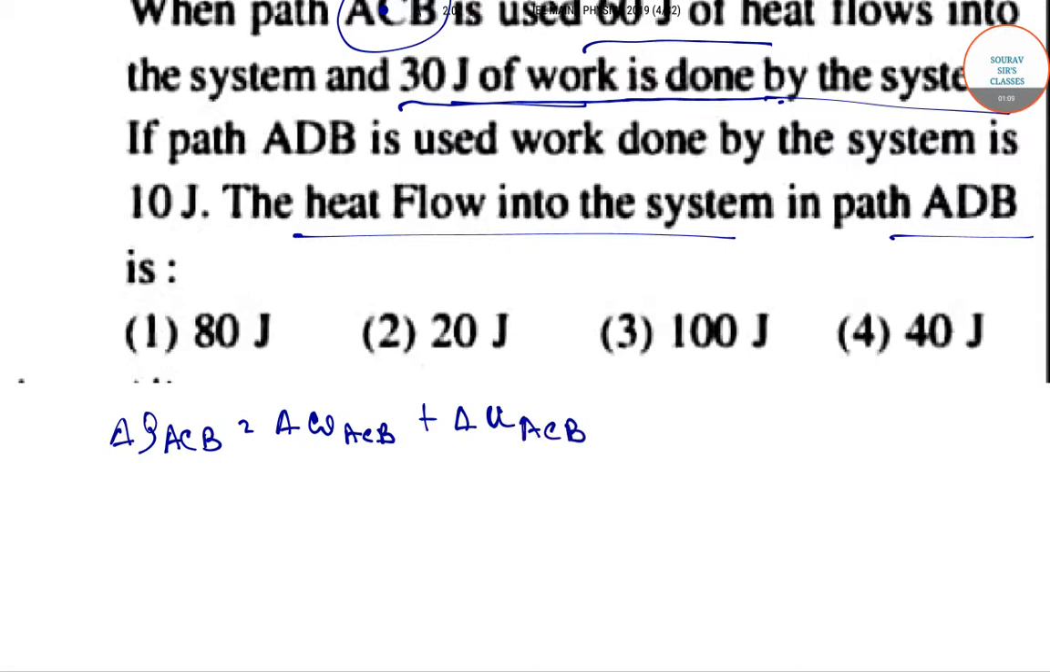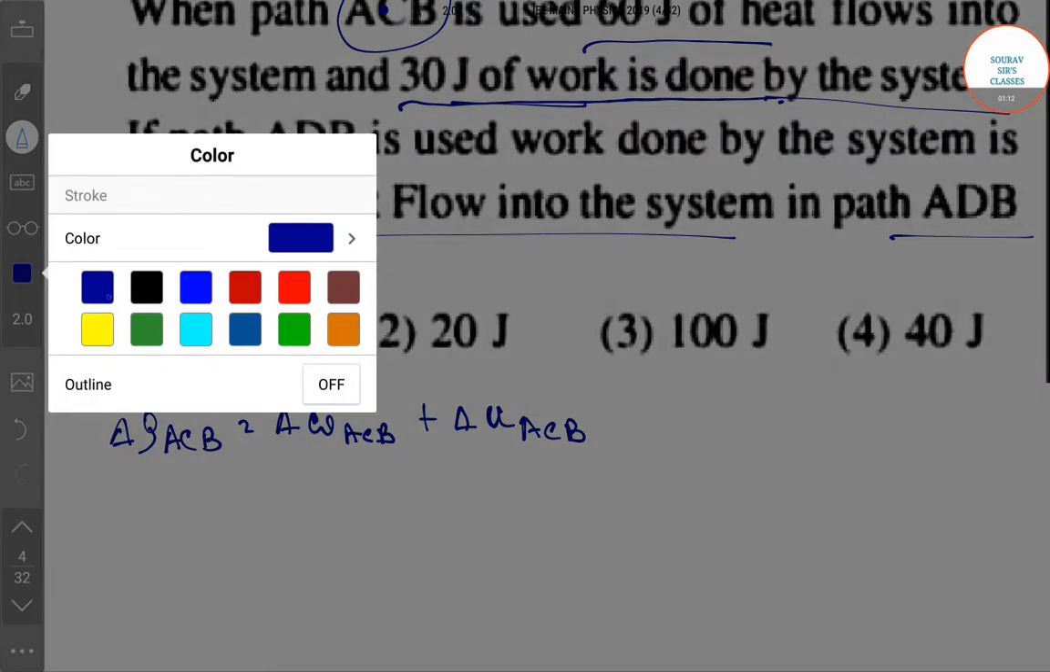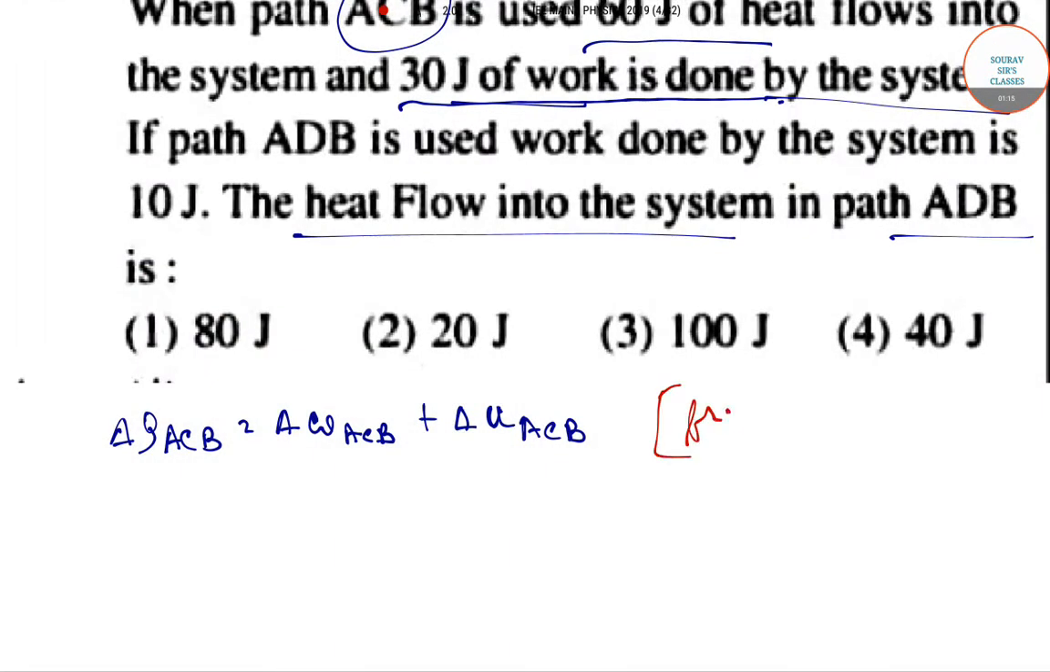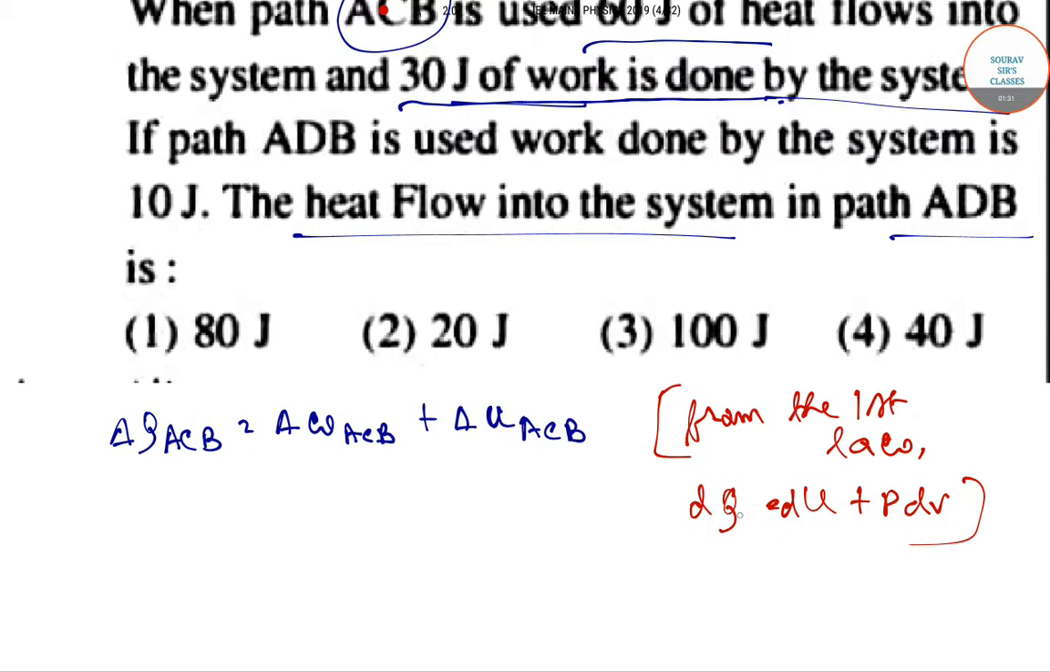As we know from the first law, we have dQ equals dU plus PdV. This is the first law. So from the first law we can write that Q, the heat flow through ACB, is equal to delta W, the work done in ACB, plus the change in internal energy in ACB.